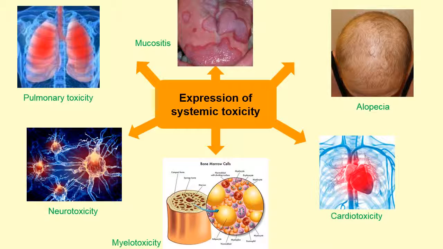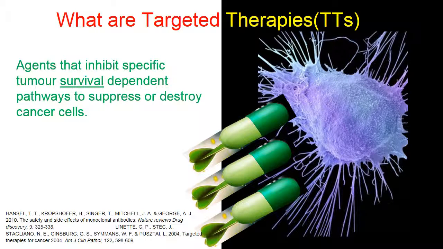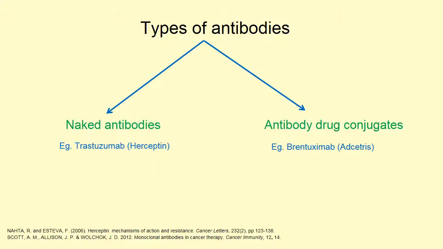As a result of these limitations and side effects, there is a need to design more selective drugs that attack cancer cells. These agents that selectively attack cancer cells are known as targeted therapy. Hence, they are agents that specifically attack survival-dependent pathways to suppress or kill cancer cells with little or no damage to normal cells. There are various examples of targeted therapy, as you can see. However, for this video, we will be limiting ourselves to therapeutic antibodies. Specifically, we will be looking at two types: the naked antibodies and the antibody-drug conjugates.